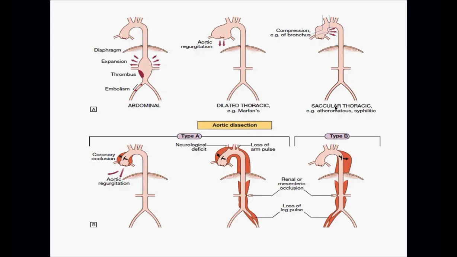That aortic dissection involving the ascending aorta, we call type A. The aortic dissection involving only the descending aorta, we call type B.